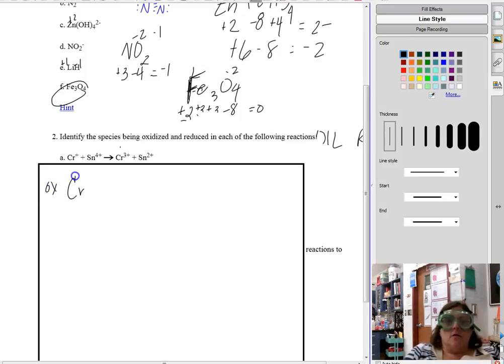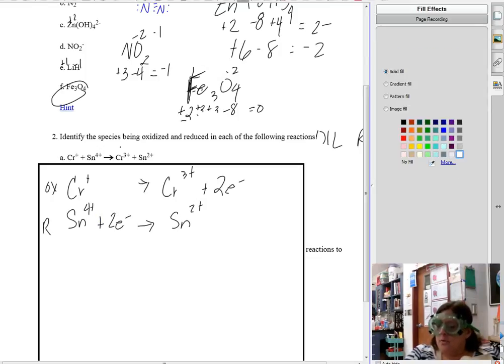We already said chromium was oxidized. So on the left side he's Cr plus 2. On the right side he's Cr plus 3. And he's losing 2 electrons. Tin is being reduced. Tin on the left side has a plus 4. On the right side he has a plus 2. So he gained 2 electrons.